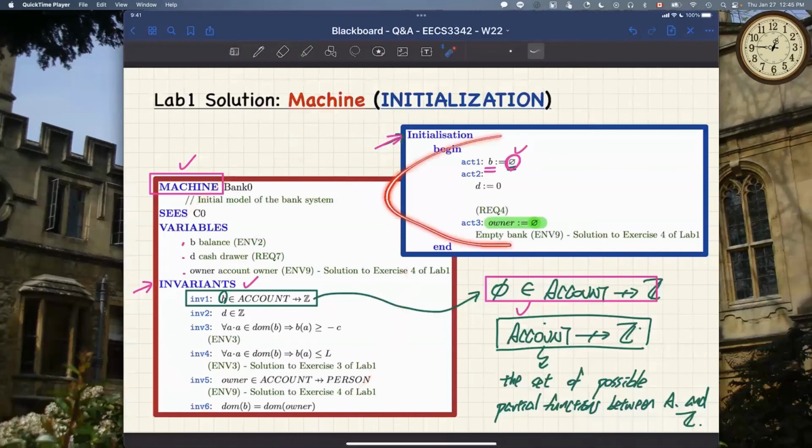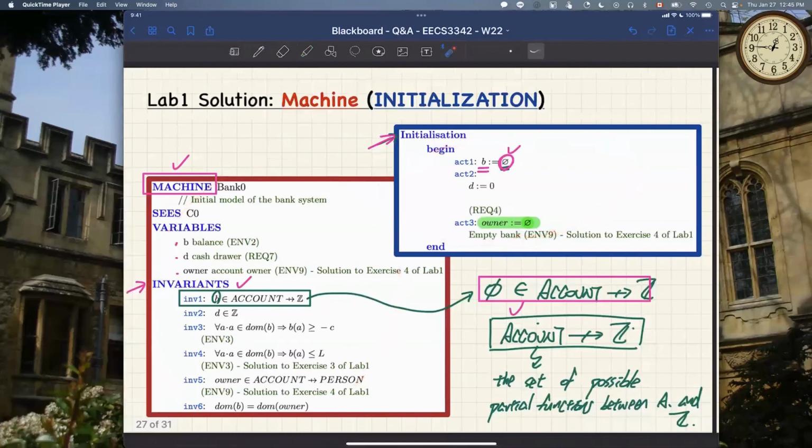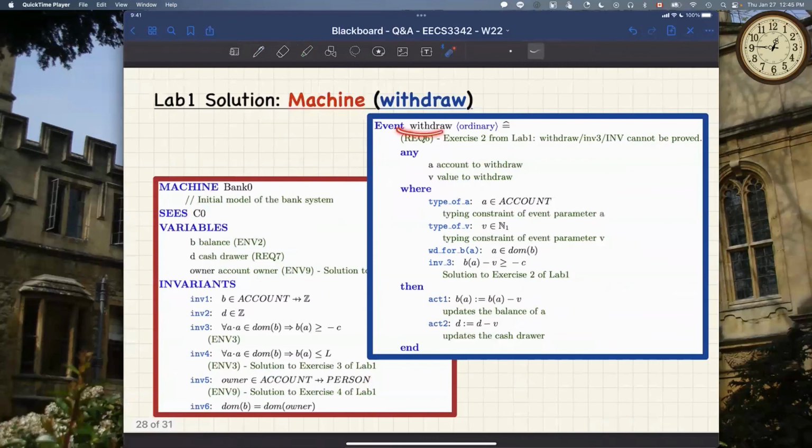So that's about initialization. Let's take a look at, let's say, withdraw. Okay, so this is about exercise number 2 from your lab over here. Let's just go over the withdraw very quickly. Whenever you want to withdraw, you basically have to say which account you want to withdraw from, and also how much you want to withdraw. And so these are the different guards that you want to make sure you have over here.